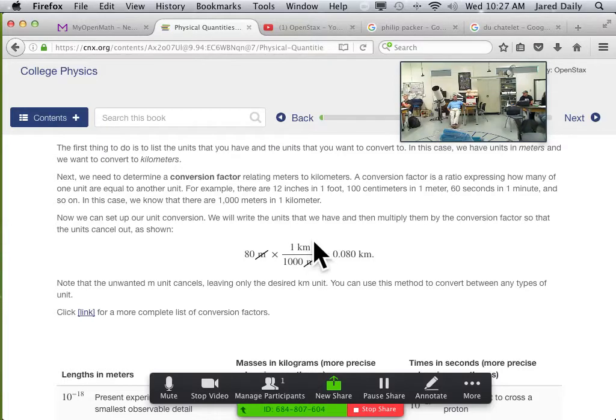I put the thing that I want on the top and the thing that I don't want on the bottom, because the thing that I want to get rid of is on the top of the unit. And then I can see the meters cancel out, and then I just fill in the 1,000 meters per kilometer, or 1 kilometer per 1,000 meters, however you want to think about it, and then just do math. It's that simple.